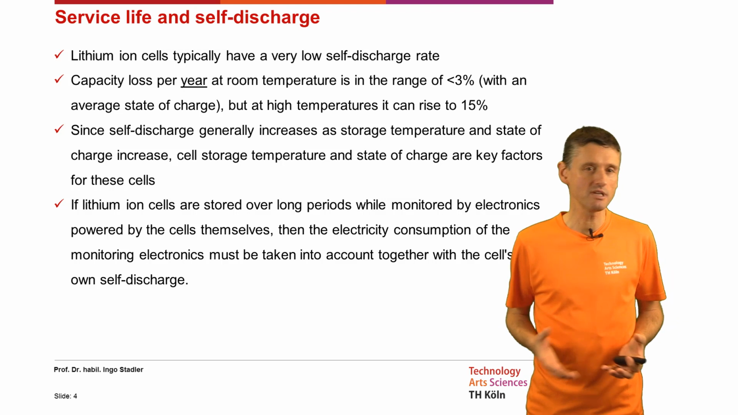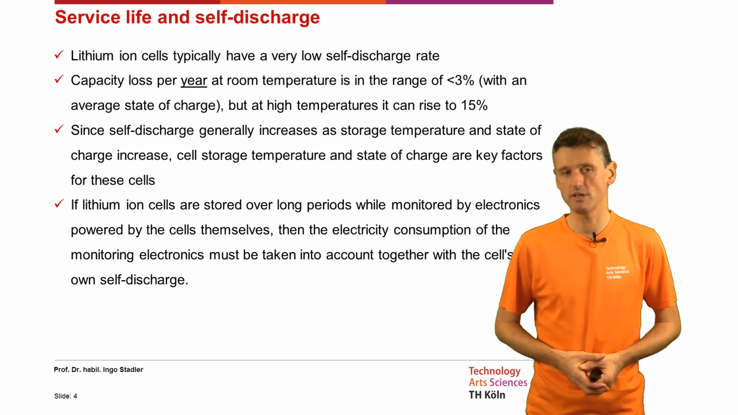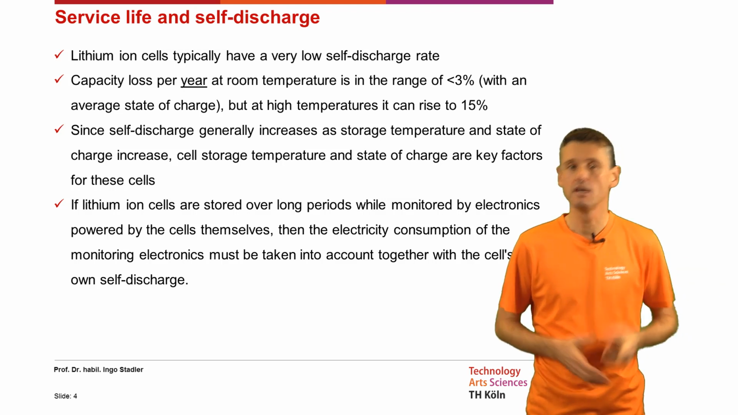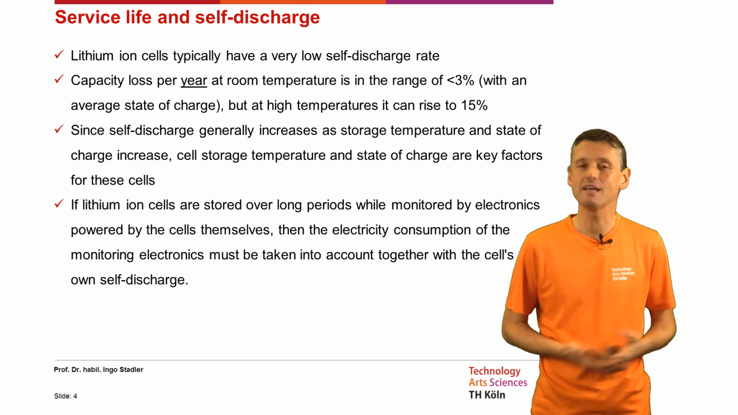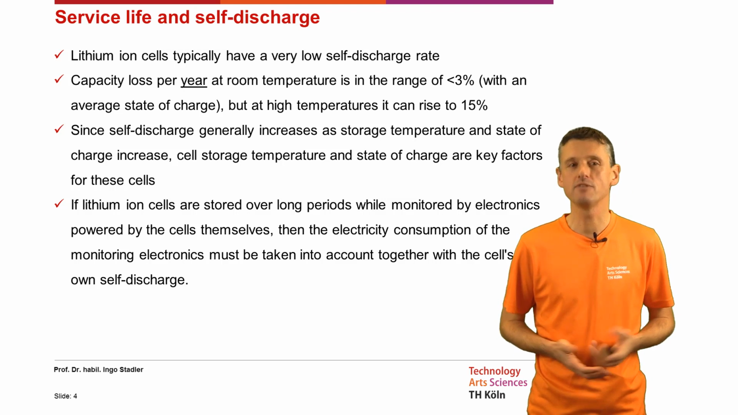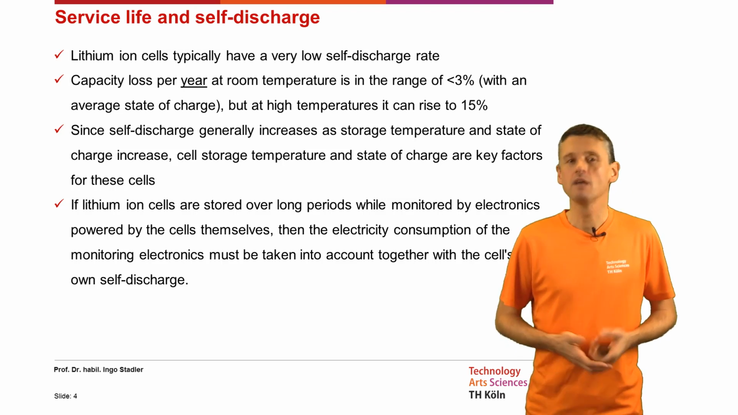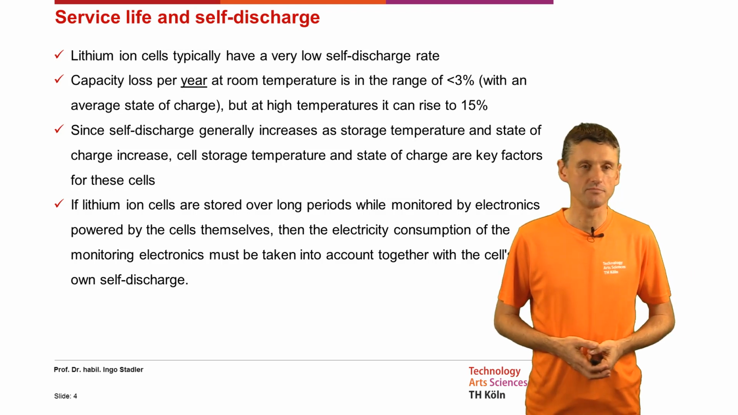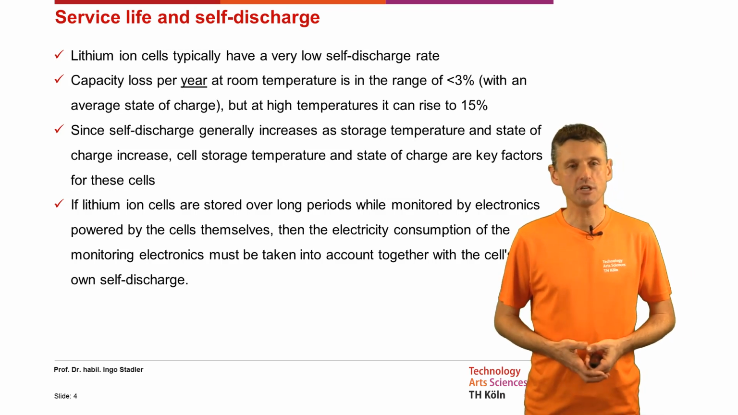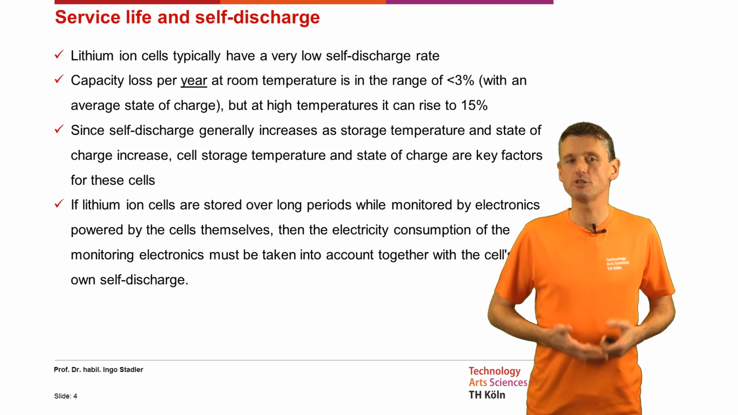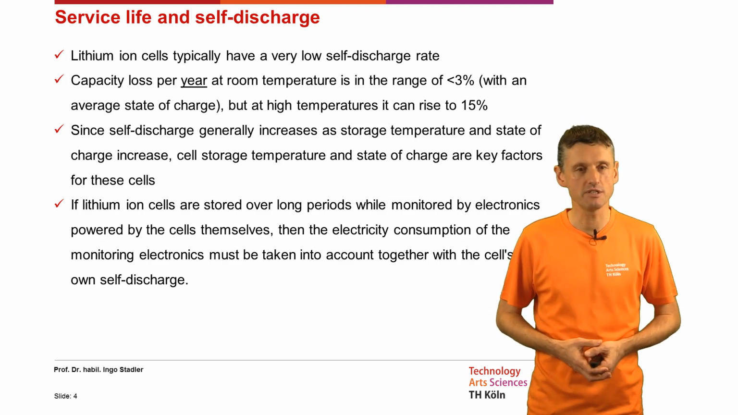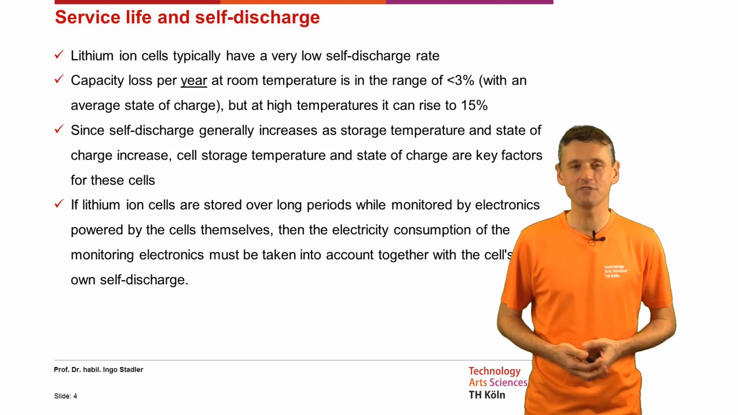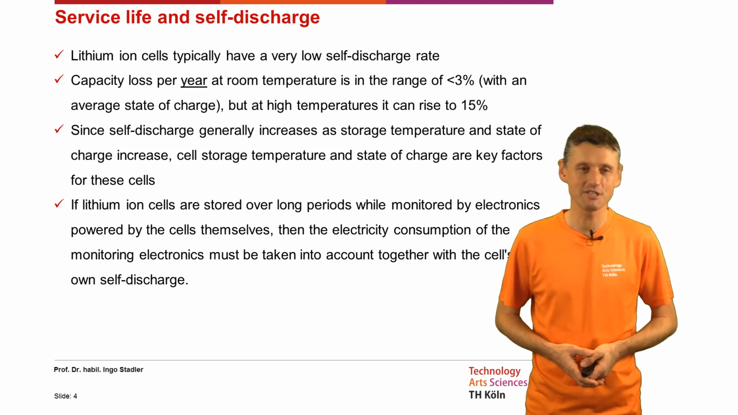Lithium-ion cells typically have a very low self-discharge rate. Capacity loss per year, and not per month, at room temperature is in the range of less than 3% with an average state of charge. But at high temperatures it can rise up to 15%. Since self-discharge generally increases as storage temperature and state of charge increase, cell storage temperature and state of charge are the key factors for these cells.